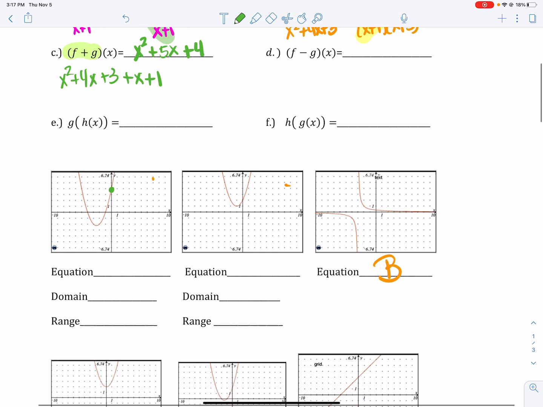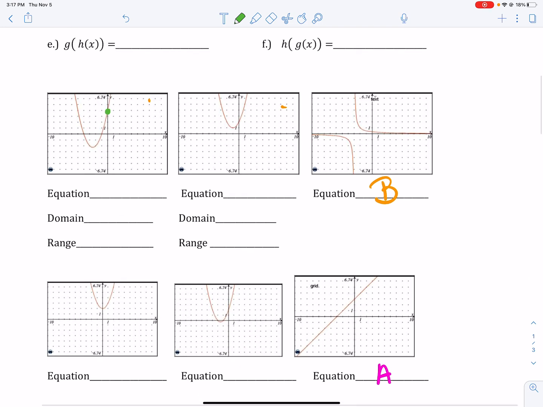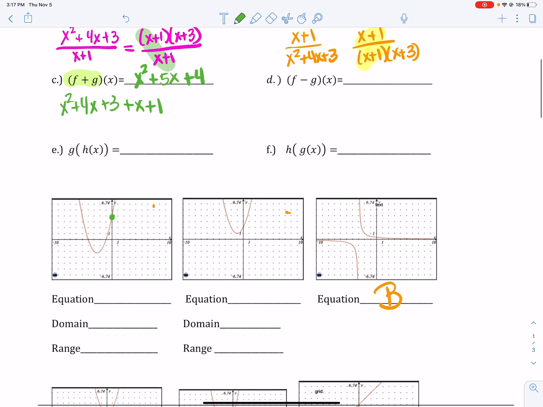This one hits at 2, so that's not it. This one hits at 2, and this one hits at 2. So all the rest of them hit at 2. This is the only one that hits at 4. So this must be C, and my domain is negative infinity to infinity. And if I look here, it looks like my axis of symmetry is right in the middle at 2.5.